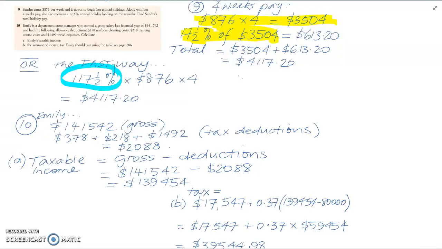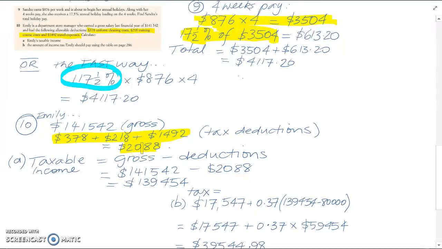Emily in question 10. All right, all the Emilys. 141,542 gross. Oh, yeah, because that's a salary over a year. She had some deductions, 378 for a uniform. So where are they? Let's check them out. We got 378 for a uniform, 218 for a training course, and 1492 for travel expenses, all allowable deductions. So what did we do? We add them all up there and we get their total.